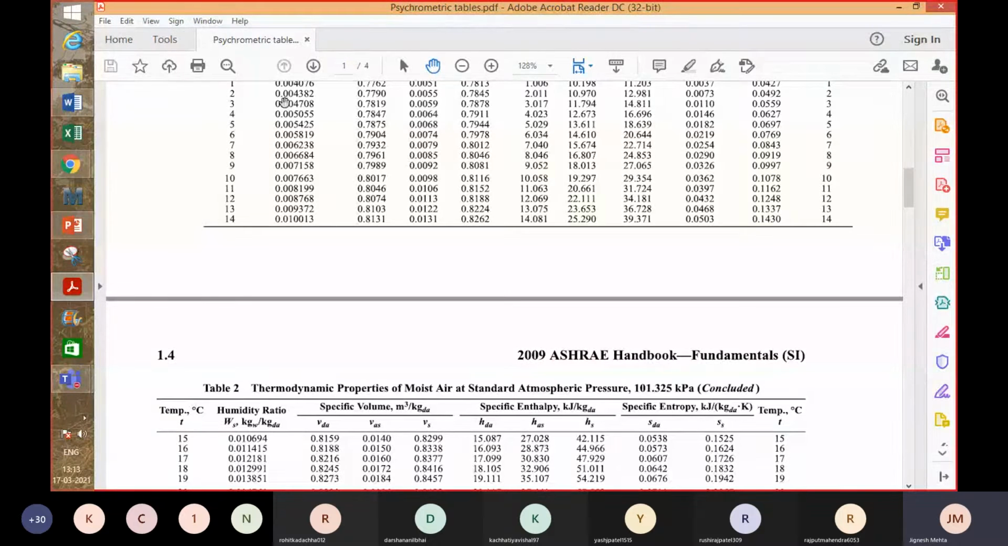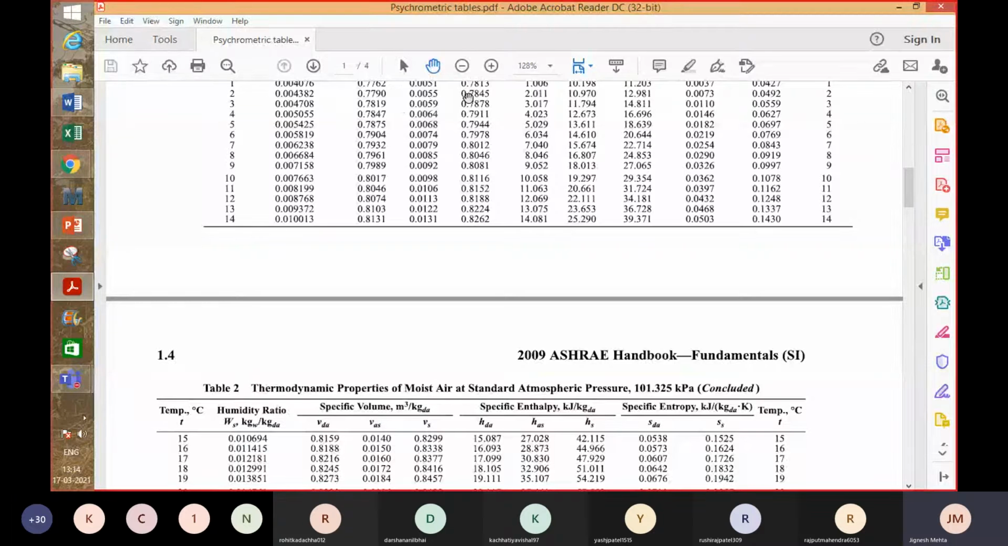So it's 0.004382, right? It gives it to such a high precision. So it's 4.382 gram of water per kilogram of dry air. So that's the value of W that you can use, at 2 degrees Celsius, right? And that's the value that you will use in that formula.